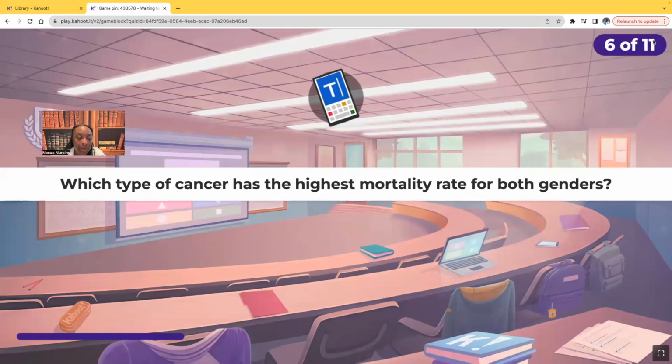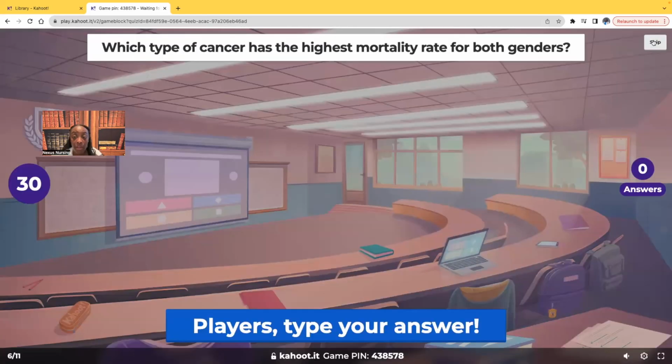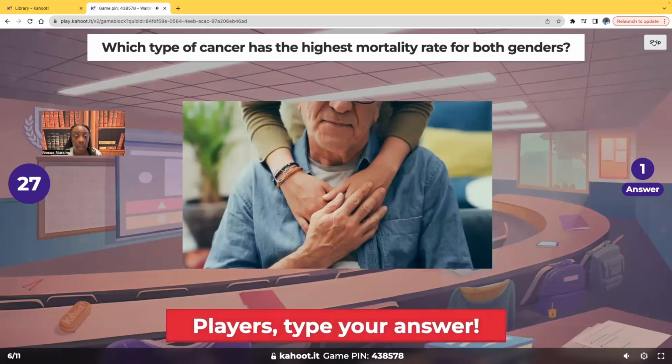Okay, type in your answer. Which type of cancer has the highest mortality rate for both genders, men or women? Now, guys, there is a difference between morbidity and mortality. Morbidity is illness, mortality is death. So we're talking about death rates, highest mortality rate for both men and women. Type in your answer.